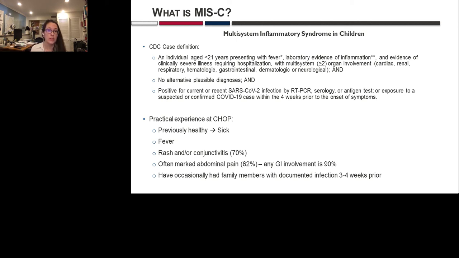Some of the most common features here are fever, rash, GI involvement. And a significant portion of these kids complain of very acute abdominal pain. And occasionally, some of these patients we do know have had family members who have documented infection 3 to 4 weeks prior to this MIS-C diagnosis.